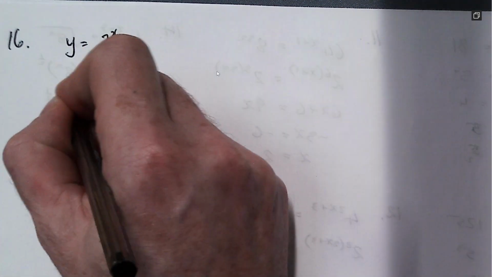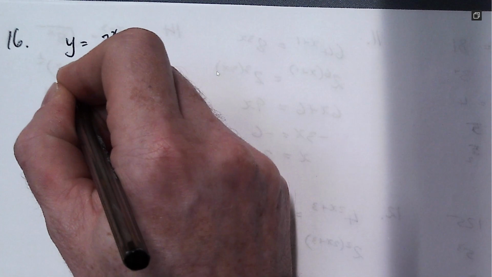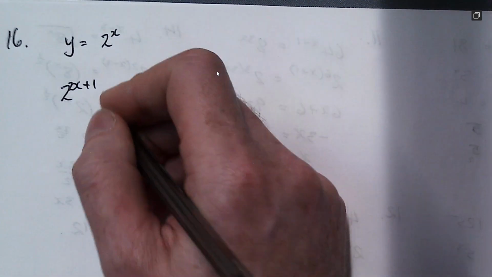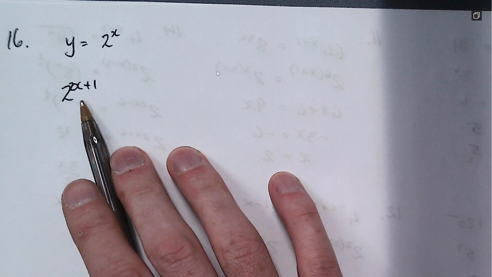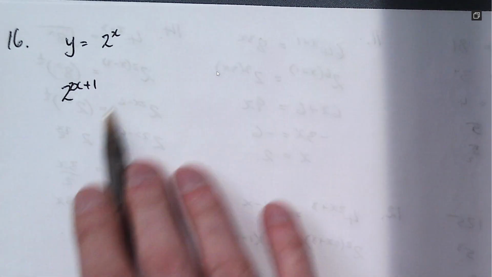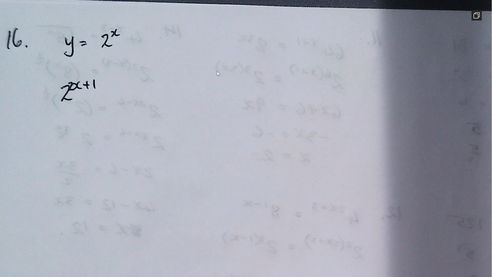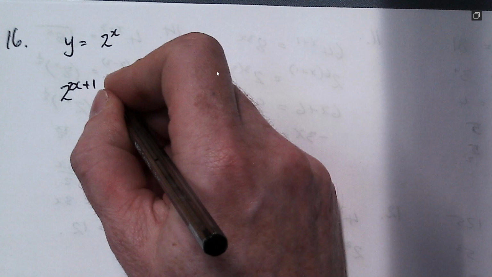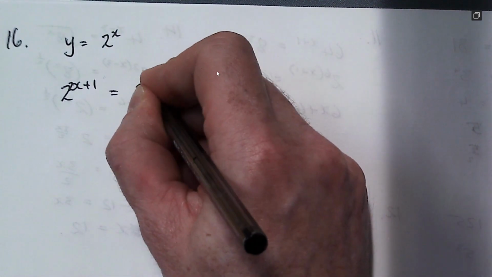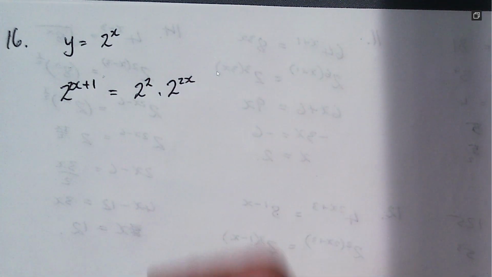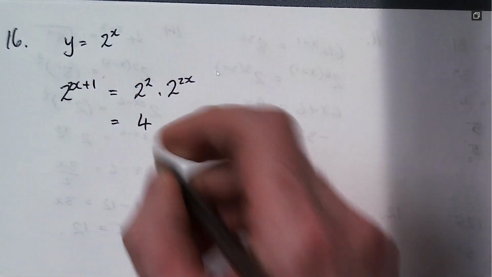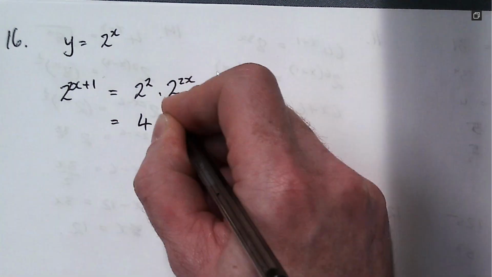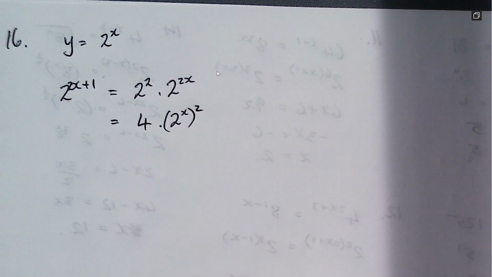Express 2 to the power of x plus 1, or 2x, in terms of y. So, 2 to the power of 2x plus 1. I guess the assumption is 2 to the power of 2x, which is 2 to the power of x squared, because the same thing applies with the bracket: 2x and x squared.